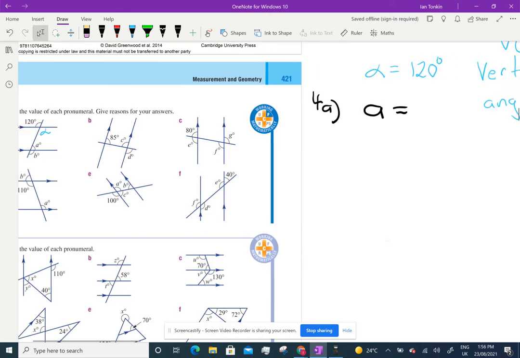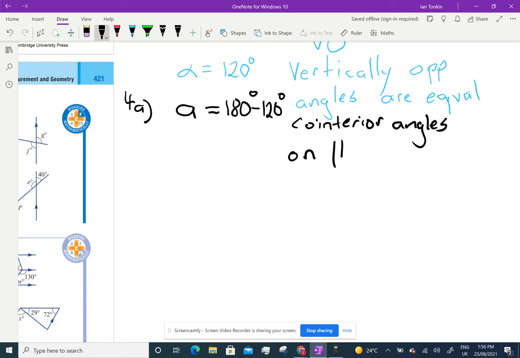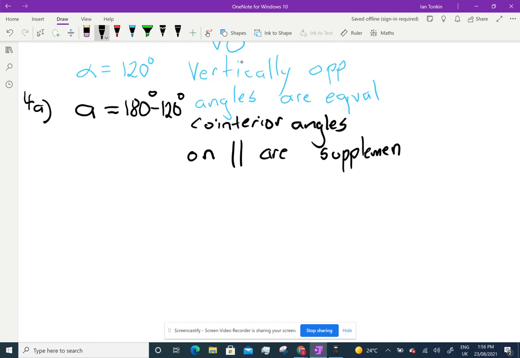Anyway, so A, and you need to write what you're doing, is 180 minus 120 because co-interior angles on parallel lines, you can write it like that, are supplementary, and 180 minus 120 is 60 degrees.